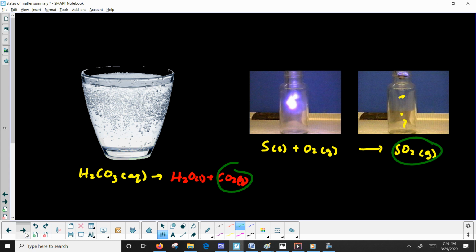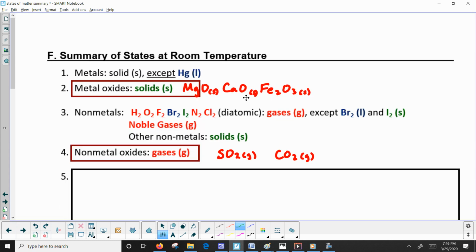And in fact, those are the rules. So go back to your handout. On your handout, rule number 2 and 4. Metal oxides are solids, so magnesium oxide, calcium oxide, iron(III) oxide. Maybe add some of these examples to your worksheet. And non-metal oxides are gases, so sulfur dioxide, carbon dioxide, etc. All right, let's look at the other rules.